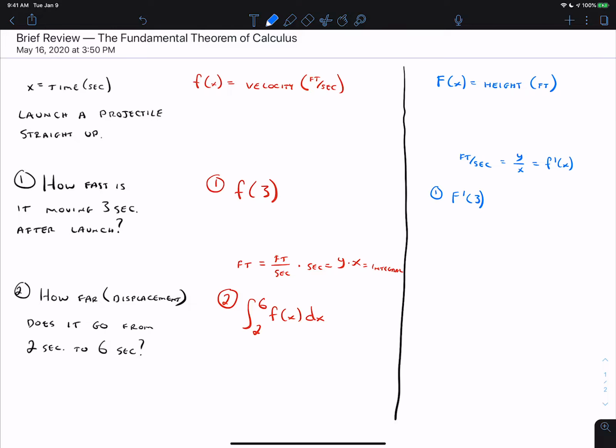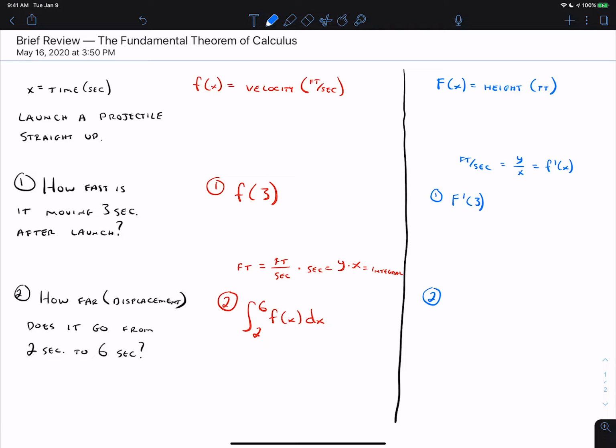On the problem on the right, if we want feet, that's y in this case, so that is just the function itself. So we would find f of 6, which would give us the height at 6 seconds. We would find f of 2, which would give us the height at 2 seconds. And then we would subtract, and that would give us the net change in height, which is the displacement.